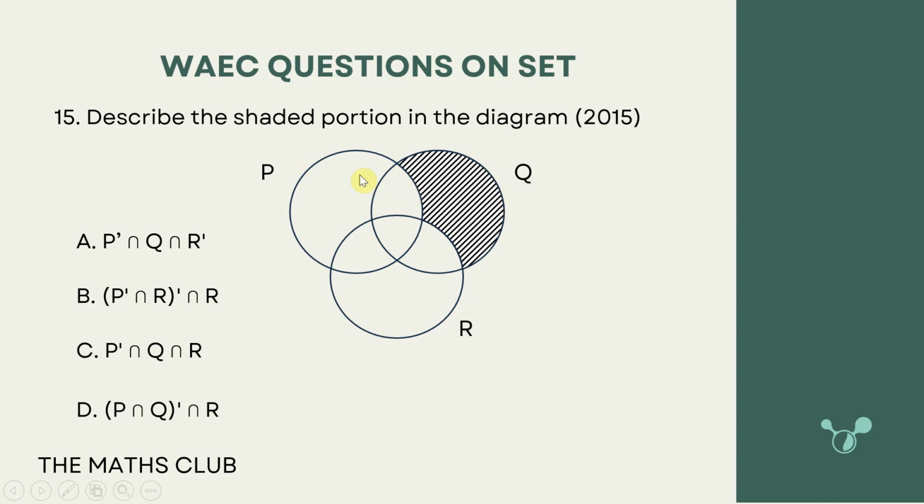So this is like saying, if you want to remove this P, you take the complement. So we will say P complement intersection Q, because Q is the only one that has its portion shaded, and then intersection R complement. So that should be our option A. Once again, if this is looking strange, we treated it before under 3 set Venn diagram shading. So the answer is actually option A, because it's P complement intersection Q, then intersection R complement. So remove anything P and R from Q. So our answer here is option A.